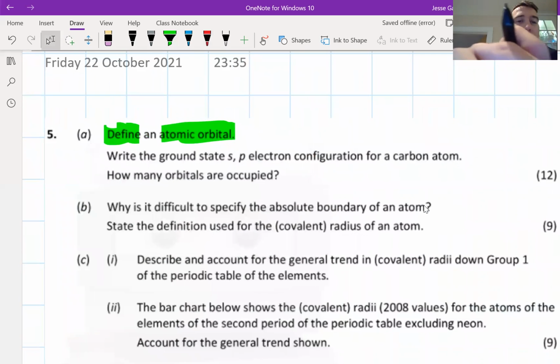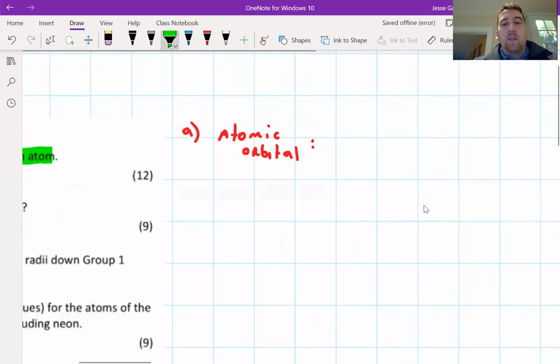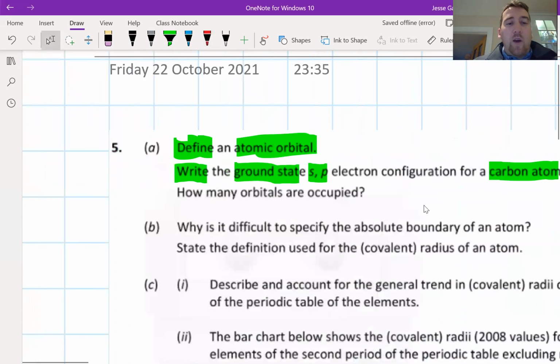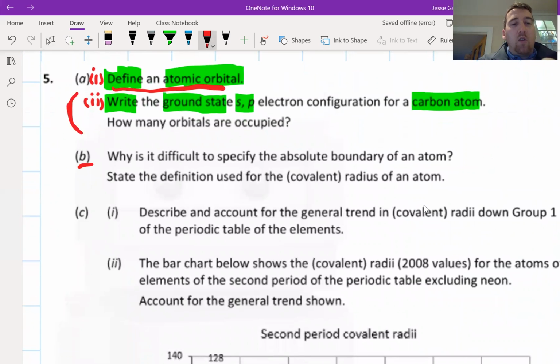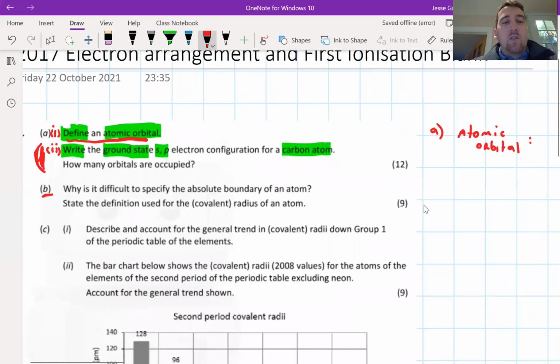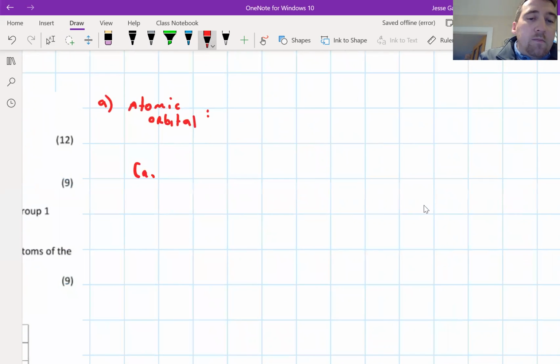It says write the ground state, so unexcited, sp configuration of a carbon atom. So that's the second bit. Notice they're not actually numbered separately. It would be nice if they did, and then it would be easy for us not to forget any of these. But they haven't, which means we have to be really careful that we don't just define atomic orbital and then forget to go on to part B, because then we're missing all of this. So write the ground state sp configuration for a carbon atom. Pause the video, write that down now.